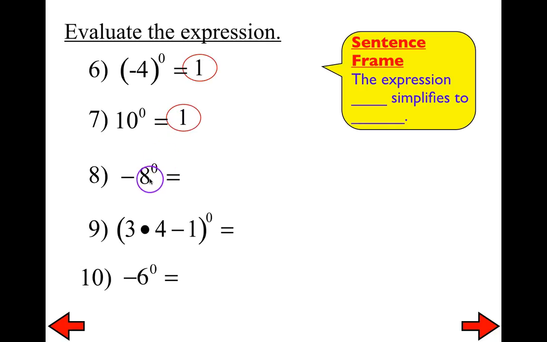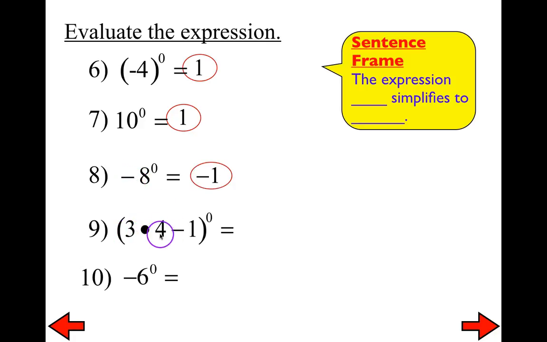Here, notice I'm not going to read this as negative 8 to the 0 power, because there is no parenthesis surrounding the 8. Therefore, I would read this as the opposite of 8 to the 0 power. Okay, so I'm going to say that word opposite for a second, because it's the opposite of 8 to the 0 power. Let's just do 8 to the 0 power, which is 1. But then I have to take the opposite of it, so it's negative 1.